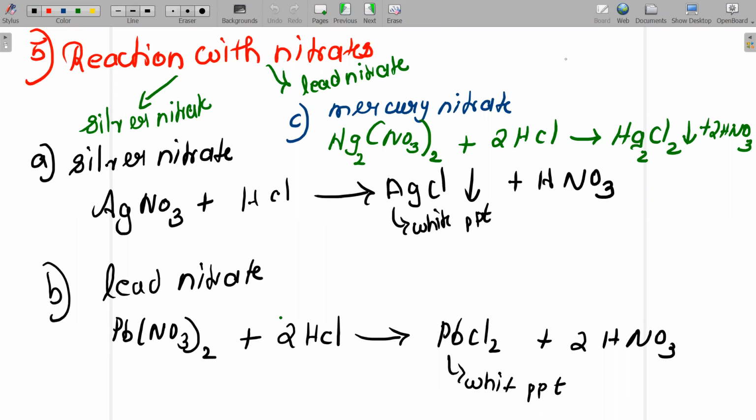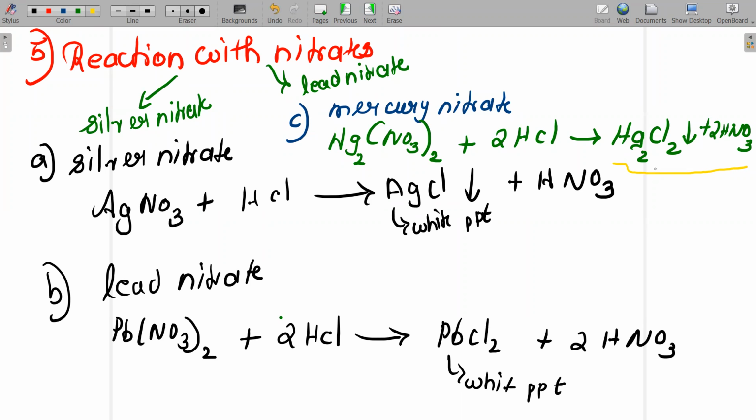First one, silver nitrate. Just introduce silver nitrate into HCl. What will you get? You will get AgCl plus HNO3. Understood? Now, the second example is lead nitrate. Introduce HCl into lead nitrate. What will you get? PbCl2 plus 2HNO3. Now, the third one is mercury nitrate. Into mercury nitrate, just introduce HCl. You will get HgCl2 plus 2HNO3.